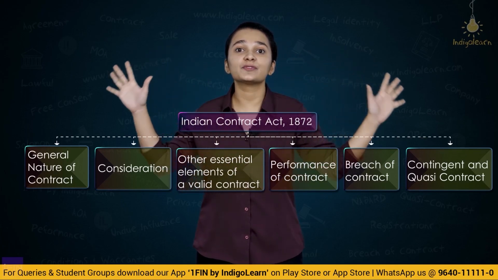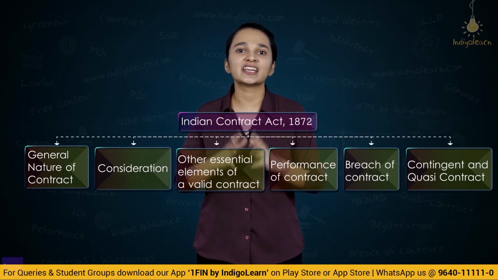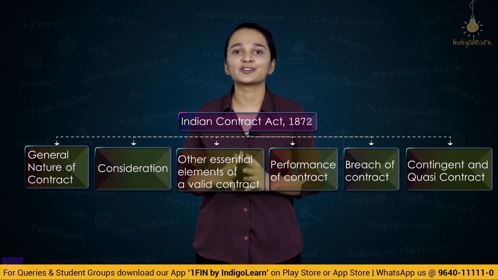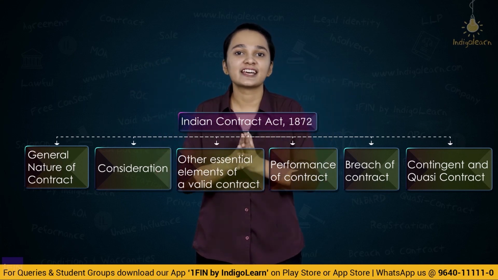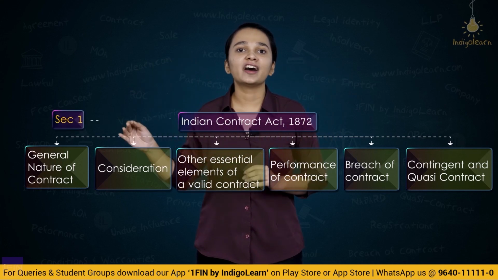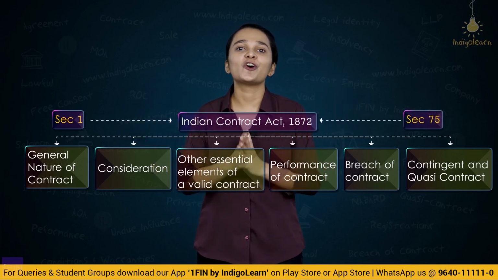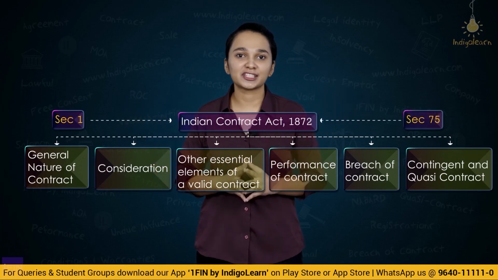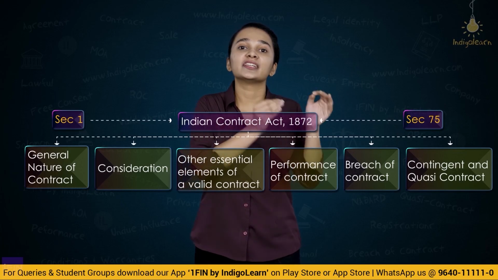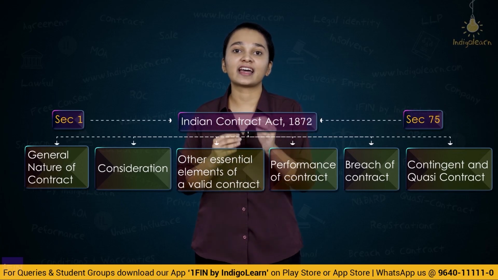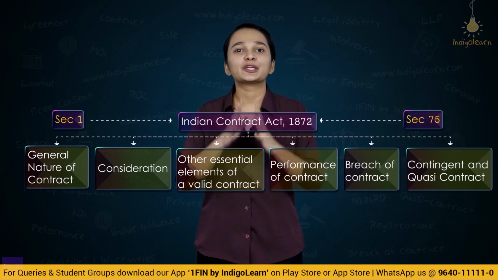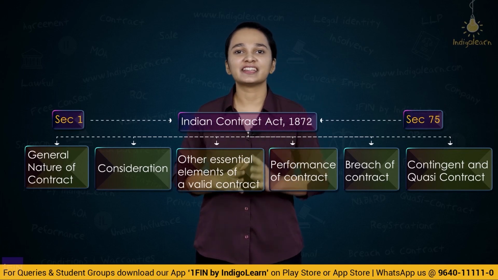So these were all the things which we've studied in the entire Indian Contract Act, and all these things cover your section 1 to section 75 of the Indian Contract Act 1872. And the remaining part of the Indian Contract Act, that is regarding special contracts, you will study at your CA intermediate level.